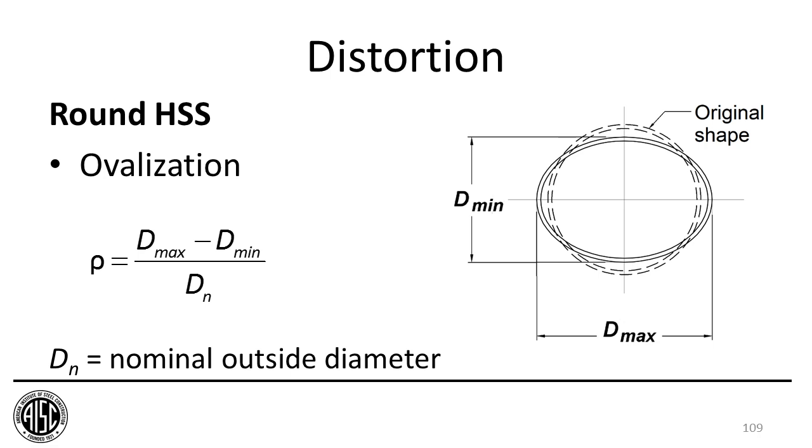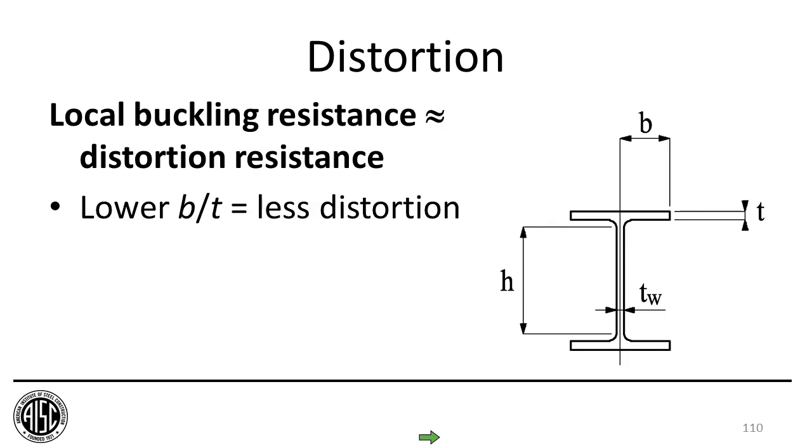For round HSS, there's also this measure of distortion rho, and this is going to be your primary mode of distortion, this ovalization for round. You have the minimum and maximum dimensions of the ovalized shape, and you have d sub n, which is the nominal outside diameter of the original shape. So you just calculate some percentage of rho based on those pre-bent and post-bent dimensions. We'll talk more about this next time.